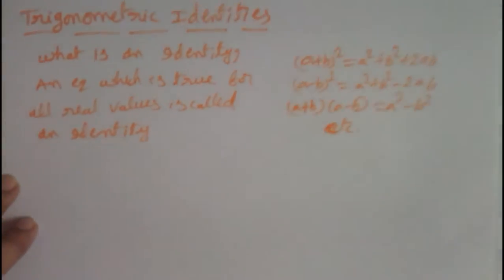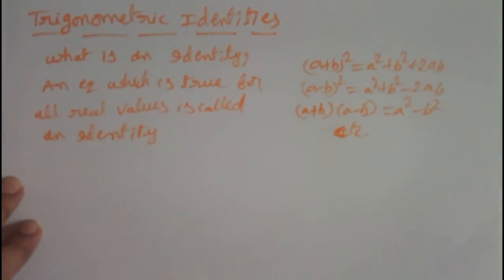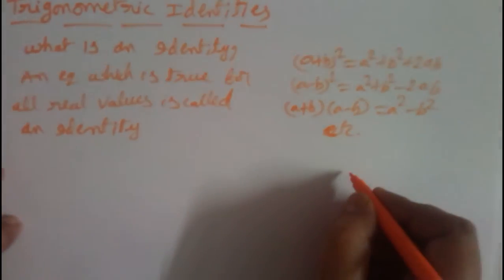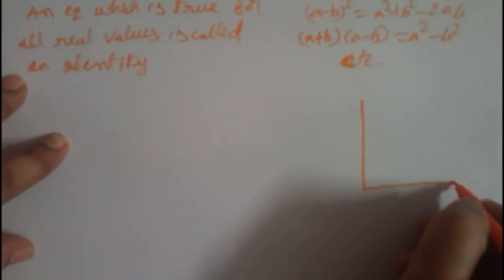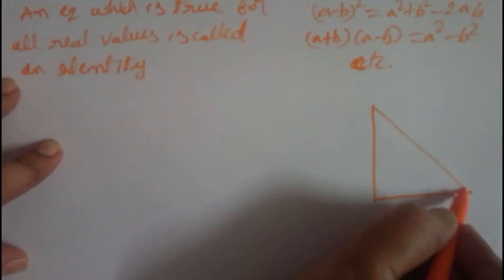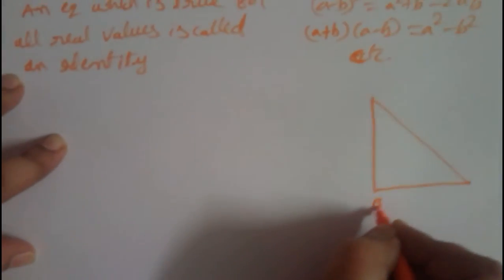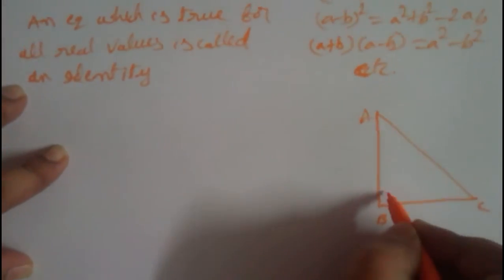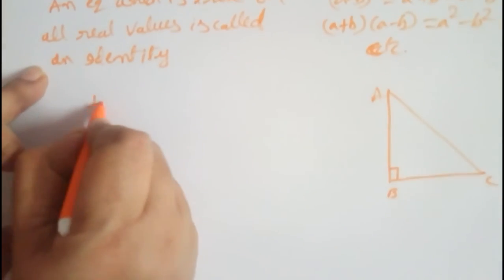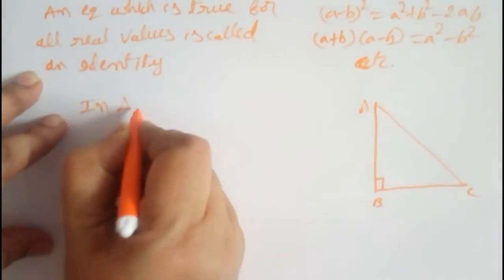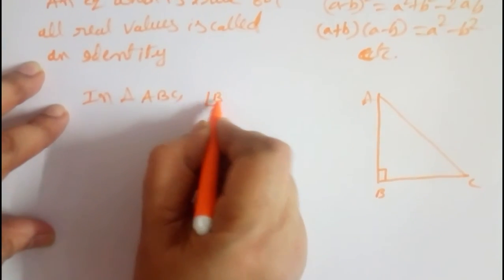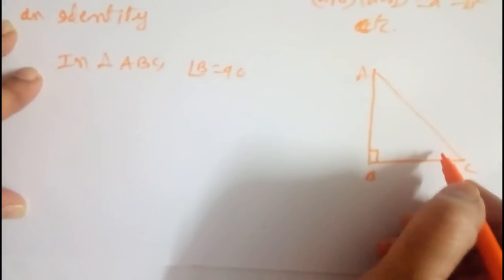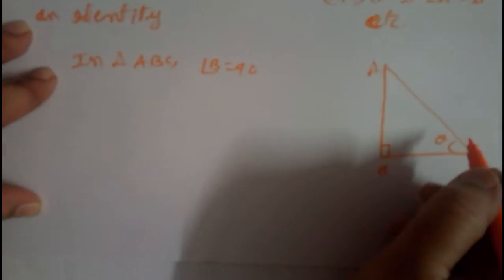Now we are going to discuss three main trigonometric identities. Consider a right angle triangle, right angle at B. So in triangle ABC, angle B is equal to 90 degrees. I am taking the theta at C.